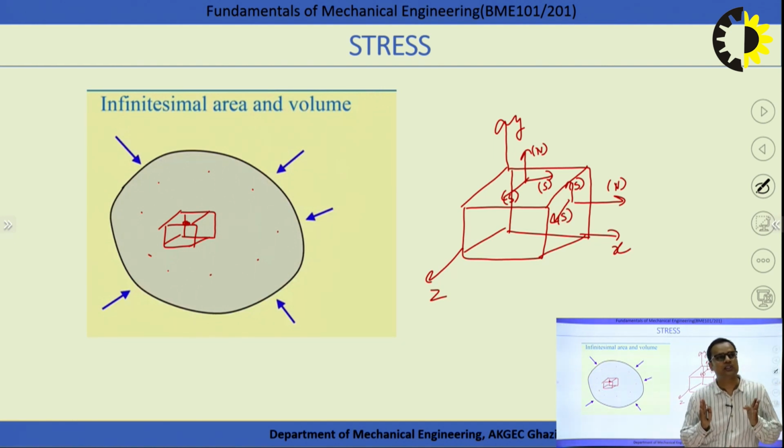That's why the concept of infinitely small area and volume is very popular. In 2D it is area, in 3D it is volume. So stress is a point description. Stress can always be explained at a point, not on the entire body. So whenever anyone asks what is the stress in the body, implicitly he wants to know the stress at a point, right?